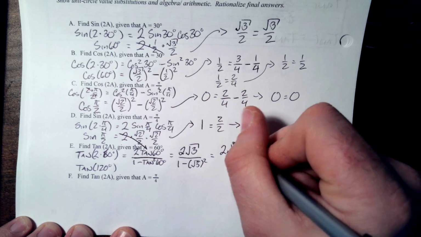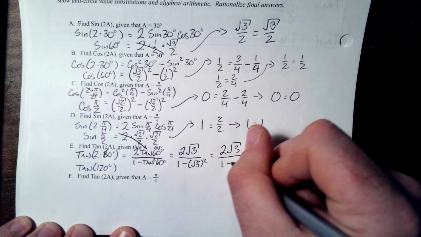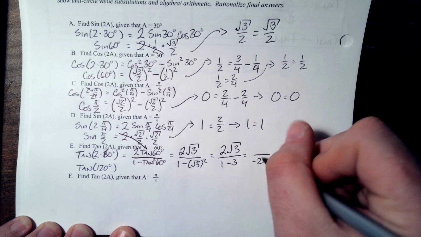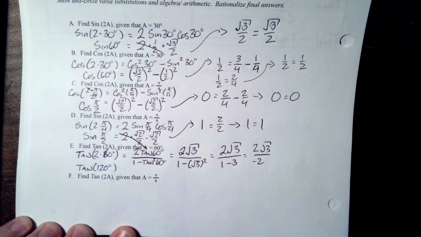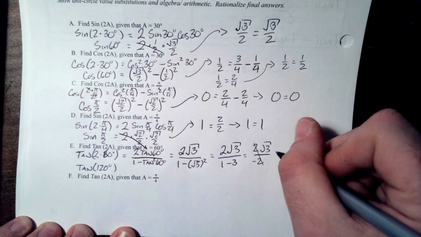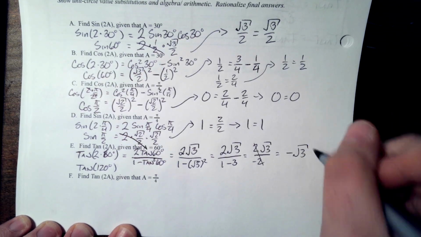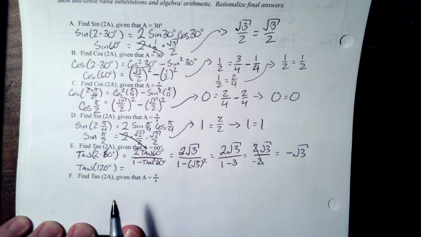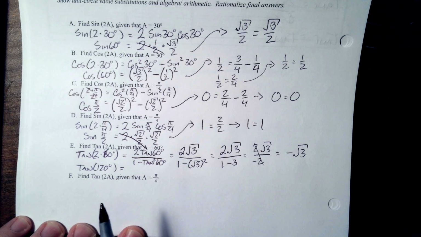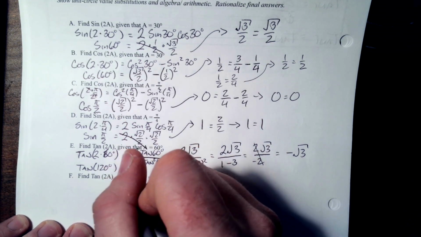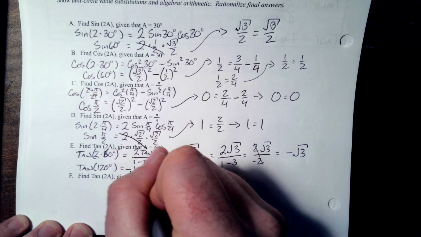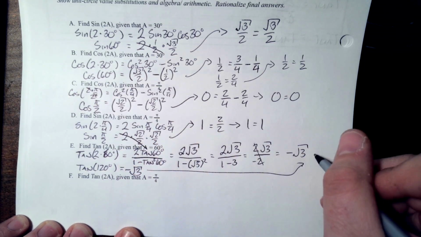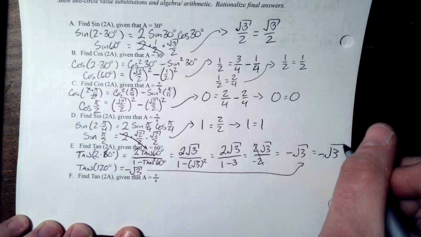So 2 root 3 over 1 minus root 3 squared would just be 1 minus 3. 1 minus 3 is negative 2. And those can cancel out, and we get the opposite of root 3. Looking up the tangent of 120, either by dividing positive root 3 over 2 by negative 1/2, or again by finding it in a chart, negative root 3 is actually what we're looking for. So negative root 3 does equal itself.